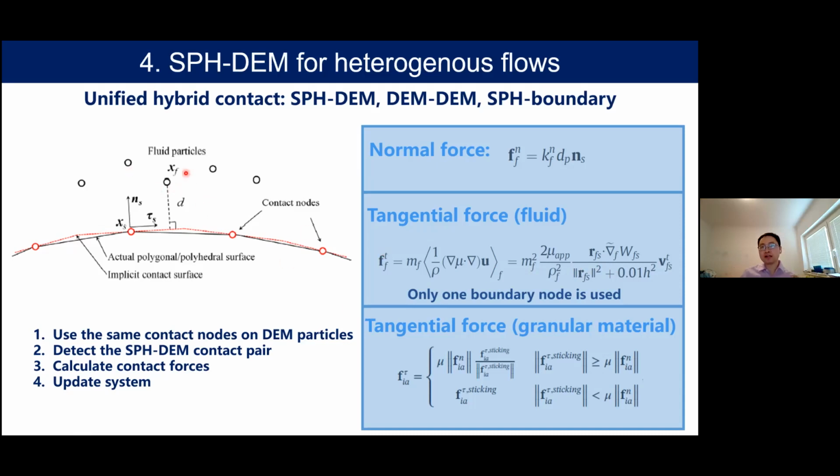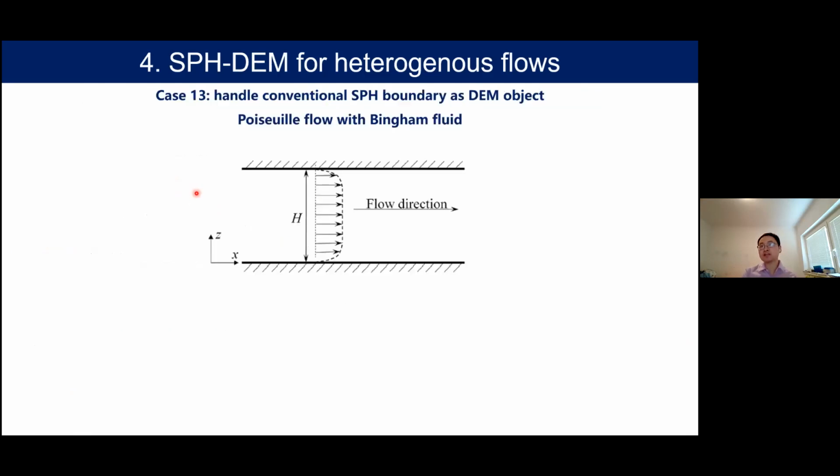And if it's solid like geomaterials, the tangential force is based on the friction law. And the normal force is based on the penalty force, which means that if your penetration is larger, then your repulsive force is larger. So with this unified hybrid contact, we can simulate the fluid flow in some kind of a boundary condition to validate the accuracy of this interaction method.